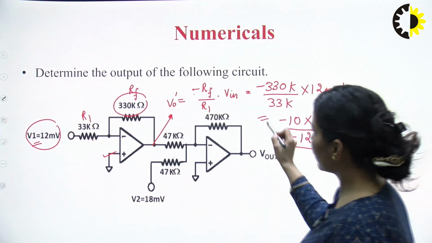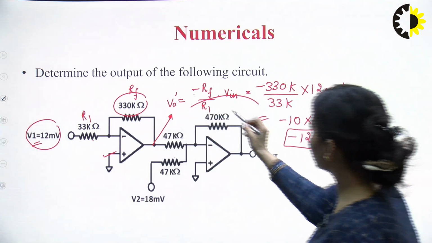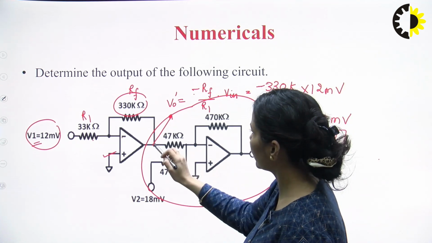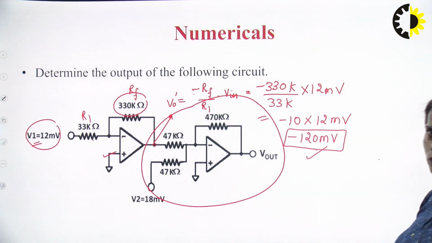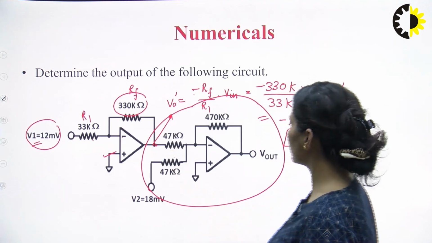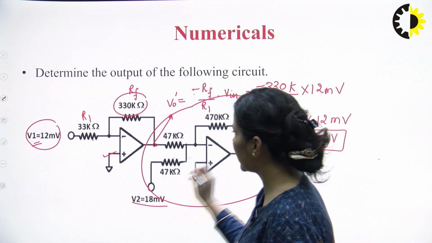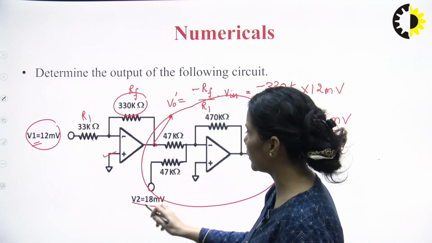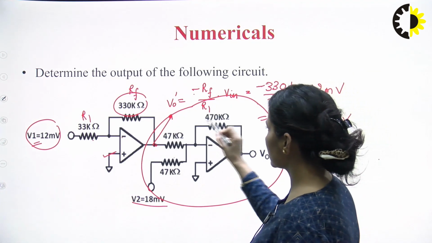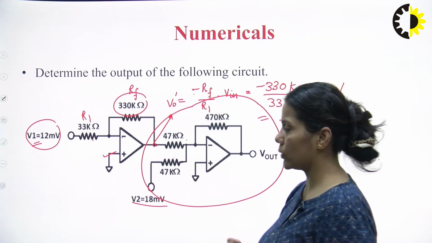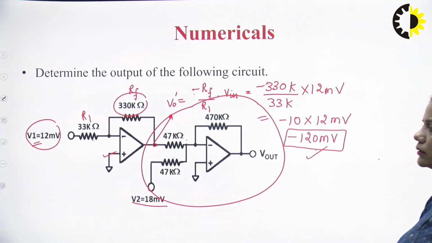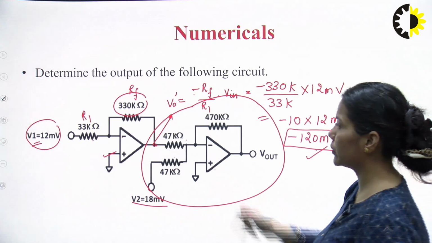Now, another part of the numerical says that here at the negative terminal the input voltage is minus of 120 millivolts, because we have solved it. So, here we are obtaining the voltage minus of 120 millivolts. At another negative terminal, we are applying the voltage of 18 millivolts. This is RF and these are the R1s. At the positive terminal you can see it is grounded.